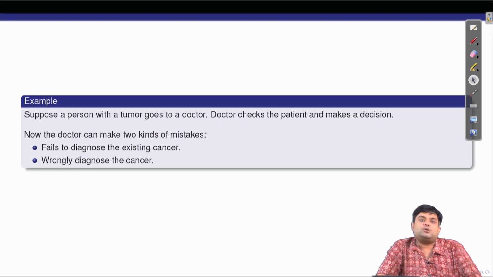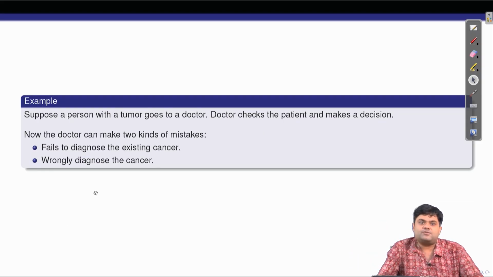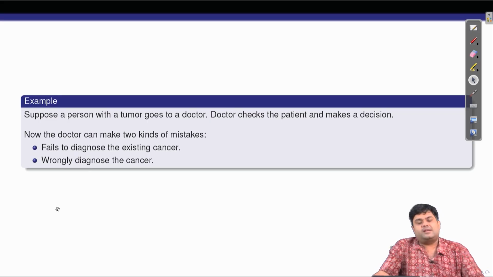Now the doctor can make two kinds of mistake: fail to diagnose the existing cancer and tell the patient that you're fine, or wrongly diagnose cancer at the first visit. So one decision is that this can be carcinogenic, and another decision is that it's not carcinogenic. So what are the two kinds of error? When the tumor is actually carcinogenic, the doctor can say that it's not carcinogenic.